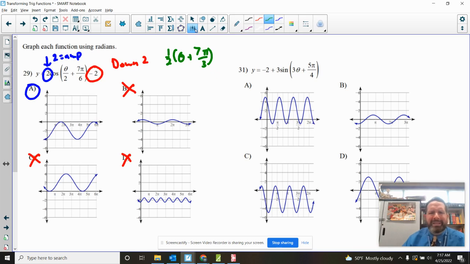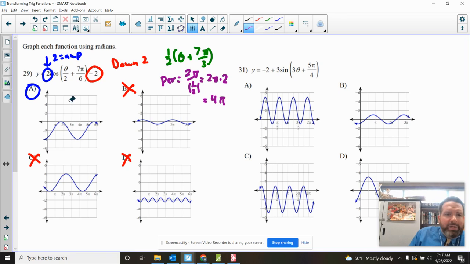Now phase shift is going to be a little bit hard to see. We will still check it, but it'll be hard to see. But the 1/2 I want to look at. So as far as a period goes, it should be 2 pi over the absolute value of a half, which is 2 pi divided by a half, which is the same as 2 pi times 2, which is 4 pi. So in looking at my cosine graph here now, I think the choice is letter A.